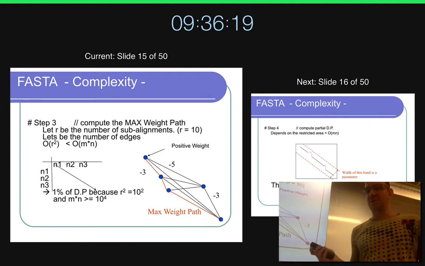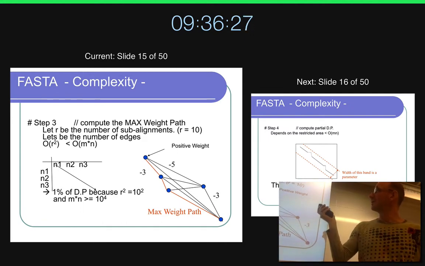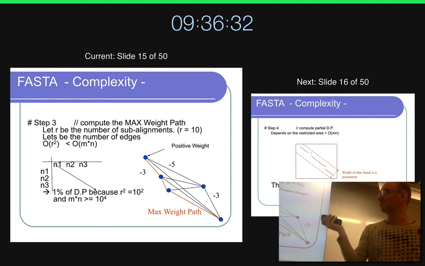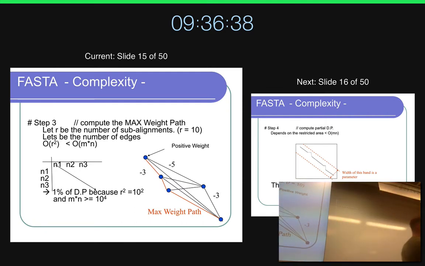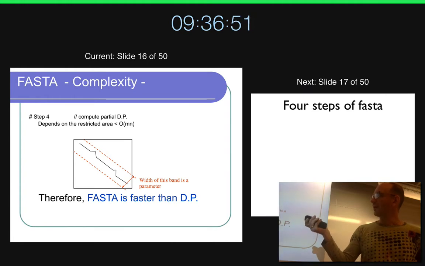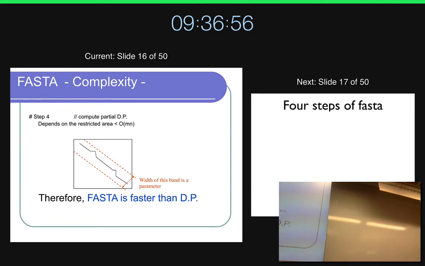And then in the third step, I have to do some combination, but this is maybe much smaller because I often only have 10 alignments. So I only basically have to do dynamic programming on a matrix of 10 or so, 10 squared instead of m times n. It's much smaller. At the end, the thing that costs time is this part, and it all depends how big this area is compared to everything else. But for a big alignment, it's a small part of the whole thing.